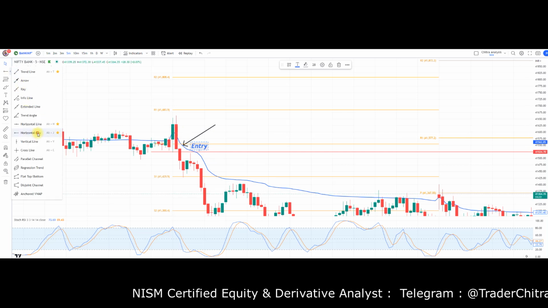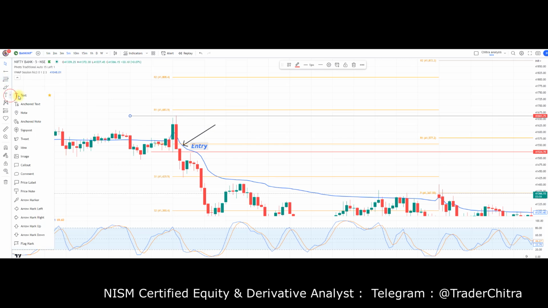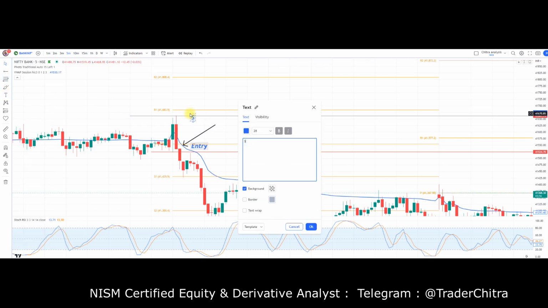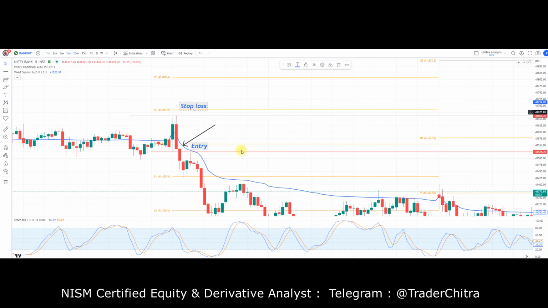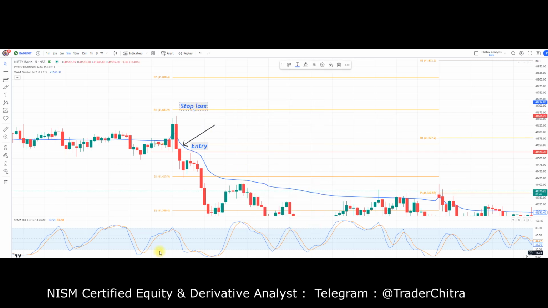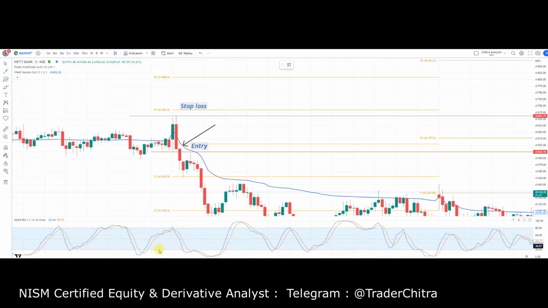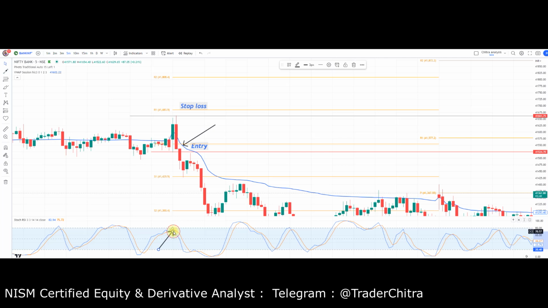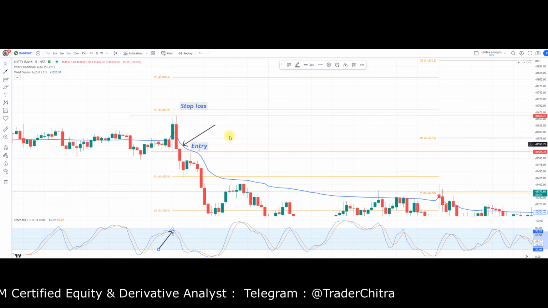So what will be the stop loss then? Stop loss will be the high of this red candle. When we look into the stochastic RSI, that also gave the bearish crossover, you can see here. So when all these conditions are met, one can enter into the short trade.